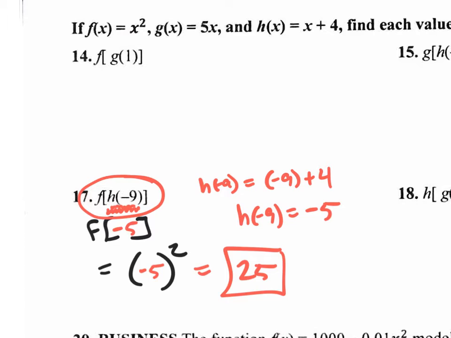Let me reiterate what we just did. We took the negative 9, we plugged it into h, we got an answer, and then we took that answer and plugged it into f and got our final answer, 25. Got it? Yes. Okay, any other ones that you'd like to see explained?